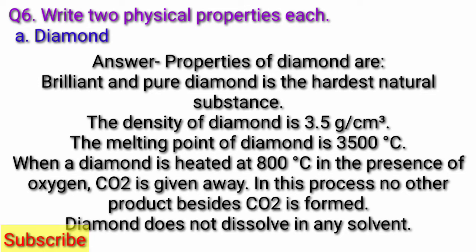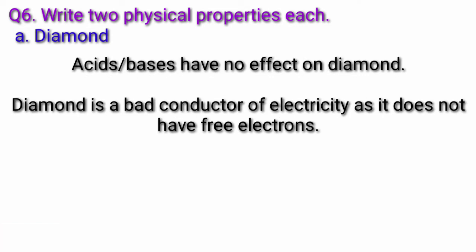When a diamond is heated at 800 degrees Celsius in the presence of oxygen, CO2 is given away. In this process, no other product besides CO2 is formed. Diamond does not dissolve in any solvent. Acids and bases have no effect on diamond. Diamond is a bad conductor of electricity as it does not have free electrons.